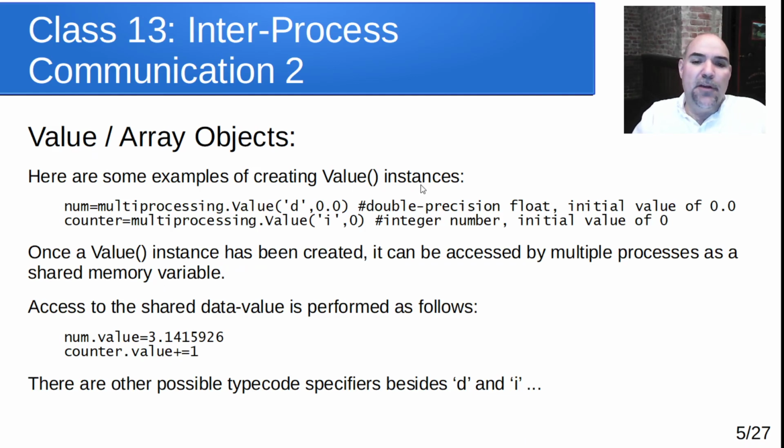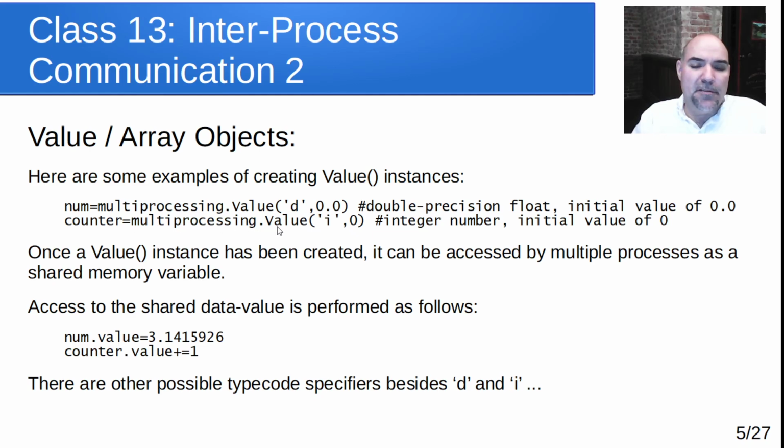So here are some examples of creating Value instances. Here, num equals multiprocessing.Value, and I put a lowercase 'd' in quotes, and then 0.0. D is a double precision float, so that d is not a decimal integer like it is with %d in the printf statement if you're used to C. This d is a double precision float, and there's the value that I'm initializing it as. So this num object is now an object that can be shared between multiple processes.